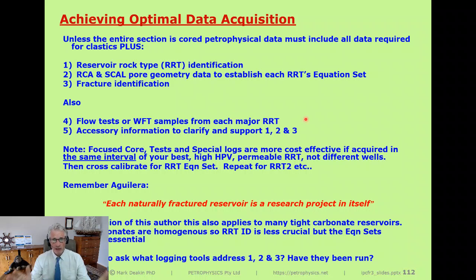With carbonates, you're not just thinking about a carbonate reservoir, you're thinking about the different rock types that are almost inevitably within that reservoir. So you'll probably have a dominant reservoir rock type that's got maybe 70% of the hydrocarbons, and you'll also have one or two other minor ones that have got a smaller hydrocarbon pore volume or are not going to contribute so much in the reservoir's life, but they are still a significant and commercial part of the reservoir. Number 5, accessory information to clarify and support the reservoir rock type identification, the characterization of that rock type in terms of equation sets, and fracture identification.